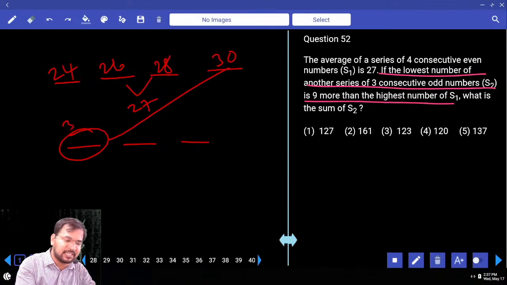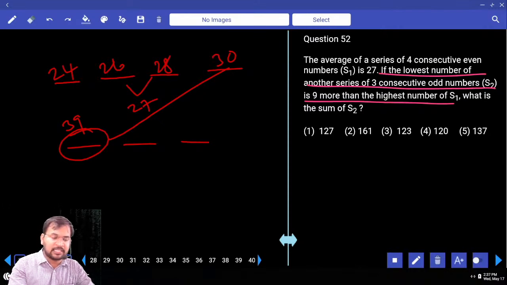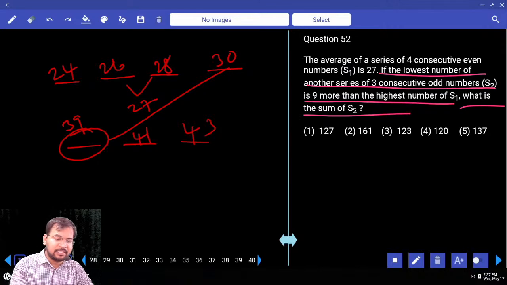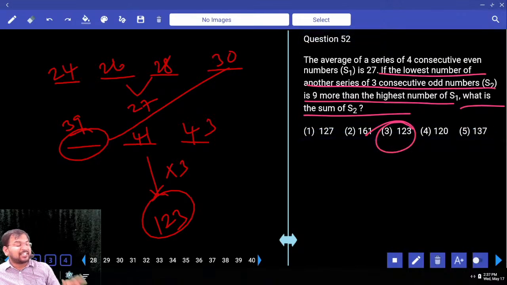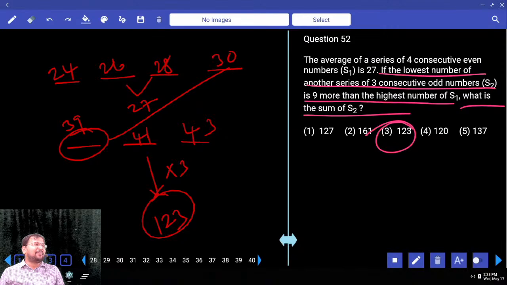The highest number of series 1 is 30. Next, they are asking the sum of the S2 series. The average is 41. Average into number of terms is nothing but the sum. So there is no need to go for 39 plus 41 plus 43. The average is 41, and average into number of terms is the sum. Are you clear? Shall I go for the next question?